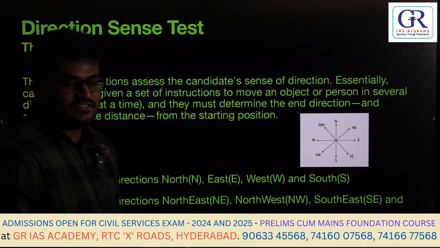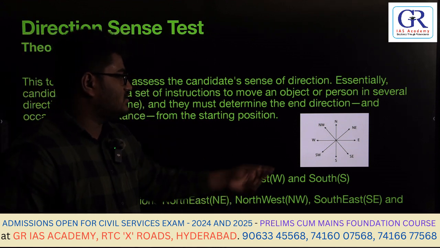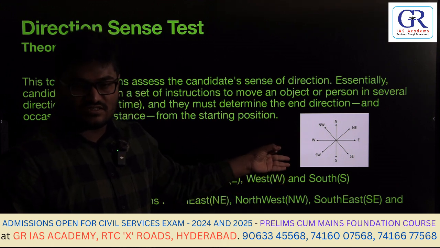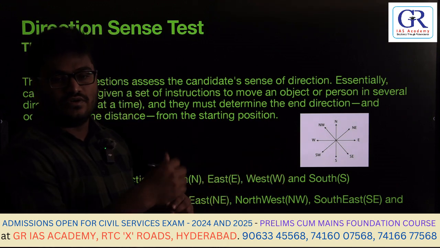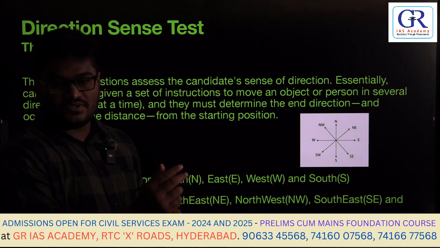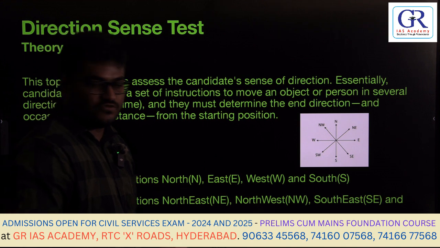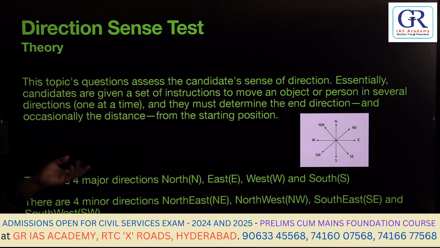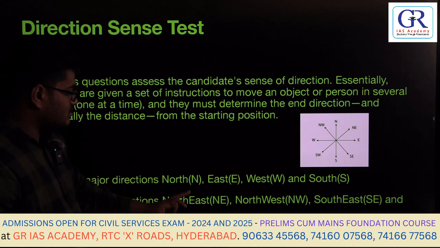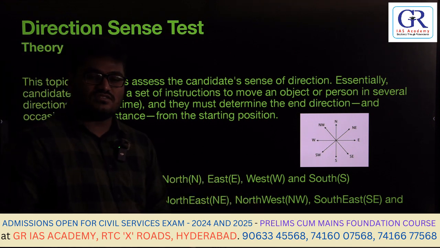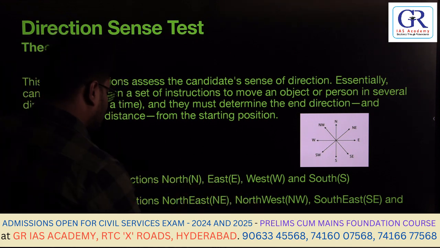So this topic gives you questions about direction, and some questions will also ask you to calculate distance. Suppose we go in this direction from one point to another point, what is the distance between these two points? That type of question will also be asked. These are the four major directions: north, east, west, south, and there are four minor directions: northeast, northwest, southeast, and southwest.